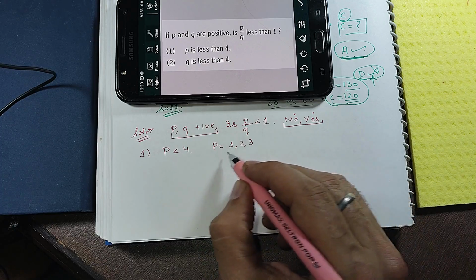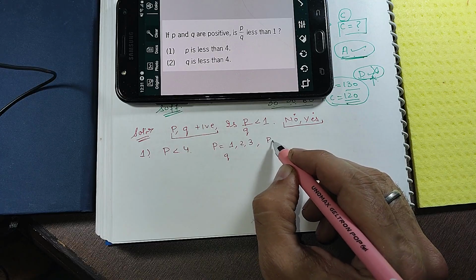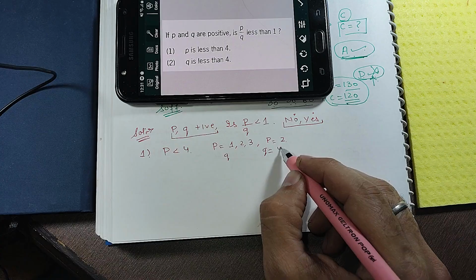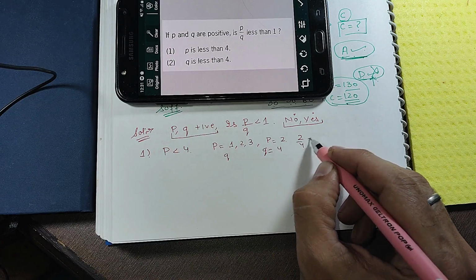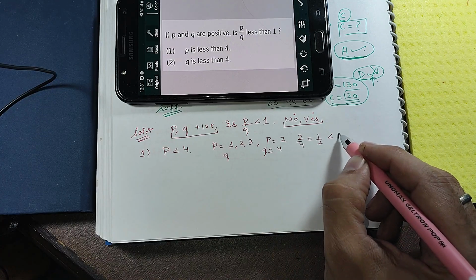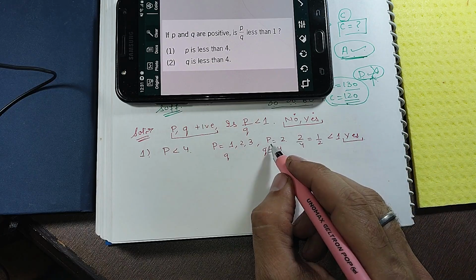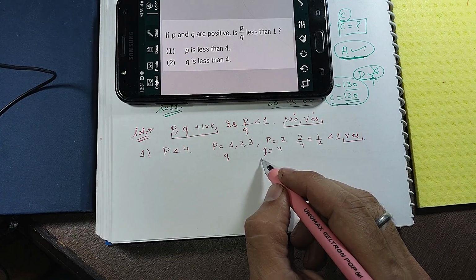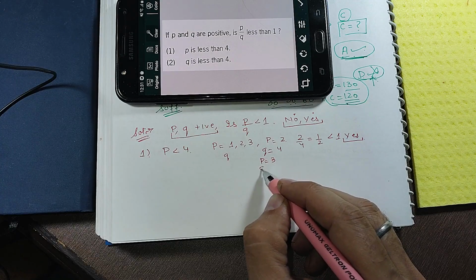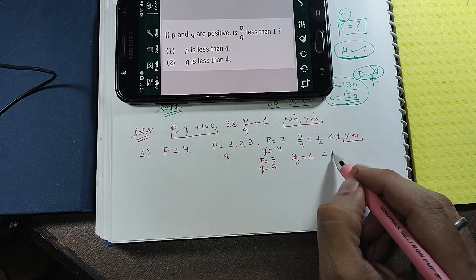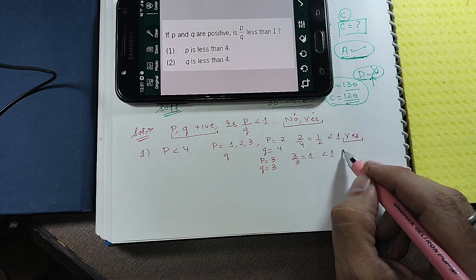So let us suppose I take the value of P to be 2, because P has to be less than 4, and I take the value of Q to be 4. Then P by Q, that means 2 by 4, is equal to 1 by 2, which is less than 1. So we can say yes, P by Q is less than 1. But let us suppose P is equal to 3 and Q is equal to 3. In that case, 3 by 3 is equal to 1, so this is not less than 1. So we can say no.